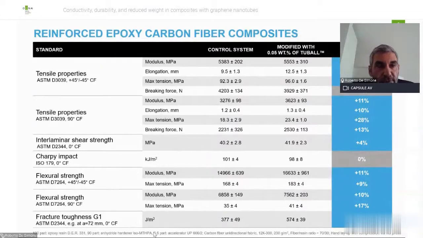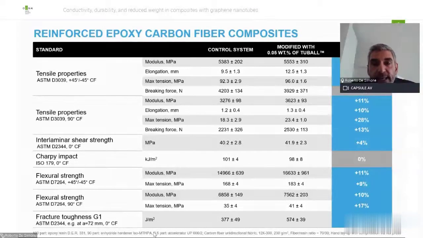Some short information about all the properties we were able to enhance so far with the usage of tubal in the reinforced epoxy carbon fiber composite. I would like to highlight basically the last line, the bottom line, the fracture toughness G1, with the standard ASTM D2344. We are able to enhance it by up to 52%, and even the tensile properties and interlaminar shear as well, so the shear index.